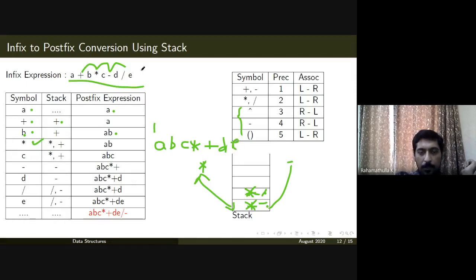Now the expression is over. Once the expression is over, whatever is there on the stack, you need to pop it out and attach to the postfix expression. So slash will be popped and attached to the postfix expression. Minus also will be popped and attached. So this is your final postfix expression: A, B, C star plus D, E divided by and minus. Any questions?